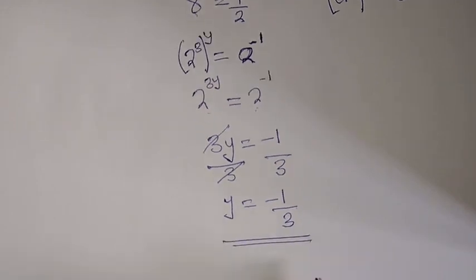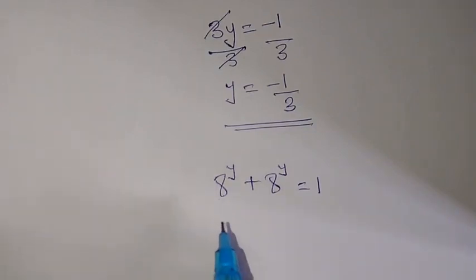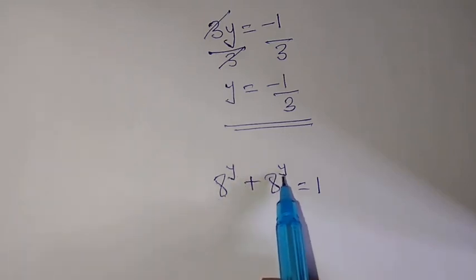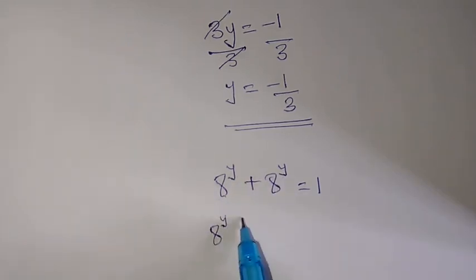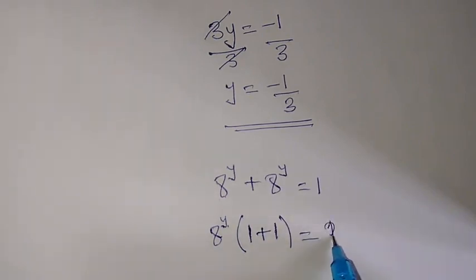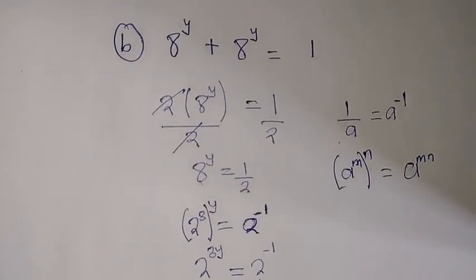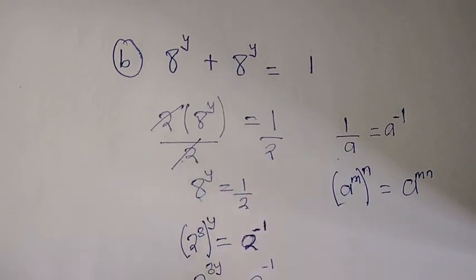This is our answer. If you don't want to use this method, the same question where you have 8 power y plus 8 power y equal to 1, you can answer it in a different way. You observe you have 8 power y plus 8 power y, so you can factorize 8 power y: open bracket, 8 power y into 8 power y is a 1, plus 8 power y into 8 power y is a 1, which gives us 1 plus 1. So this will be 8 power y times 2, because 1 plus 1 is a 2. This takes us back to the stage where we started dividing. We'll do the same there.